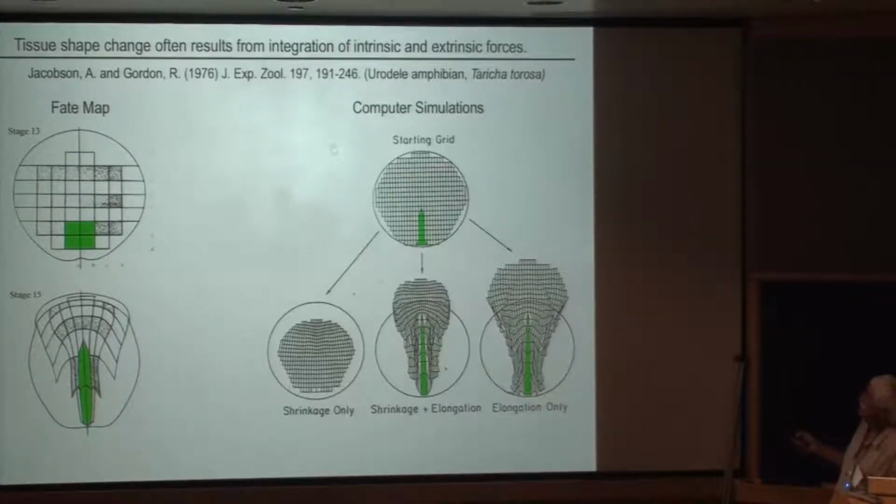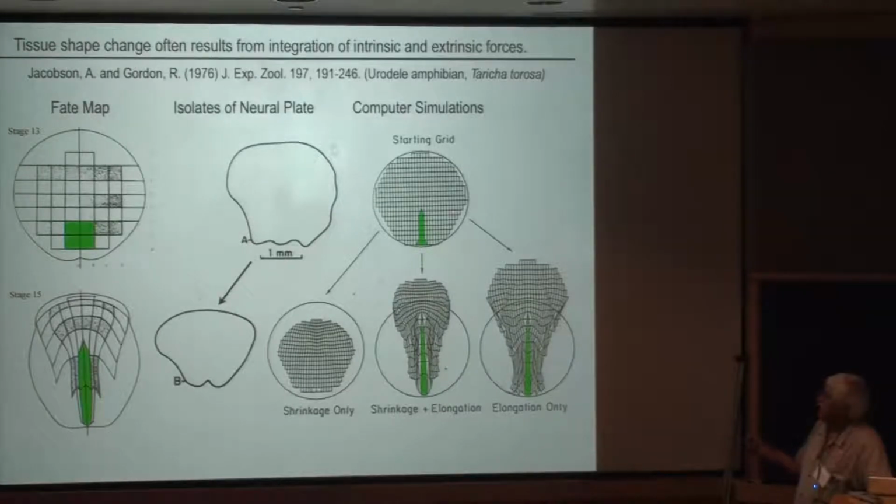By putting in a particular height change program, an area change, and the external force of elongation here, he could get something that mimicked the fate map. If he only put in the elongation, he didn't get the right thing. If he did only the shrinkage, he didn't get the right thing. And then he did an experiment of isolating the neural plate, and it mimics this condition here where you don't have the elongation.